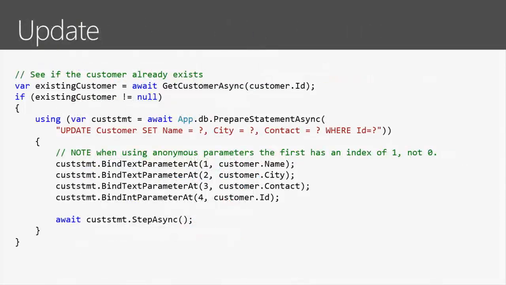An update. Well, this is kind of similar to the insert that we looked at, but this time, instead of using named parameters, I'm putting anonymous ones in. So these are question marks. Here, if you remember from the insert, it was bind text parameter with name. This is bind text parameter at, and there's bind int parameter at and bind int64, different flavors of it. The first argument to that is the index of the parameter. Now, unfortunately, it's 1-based, this one, not 0-based.